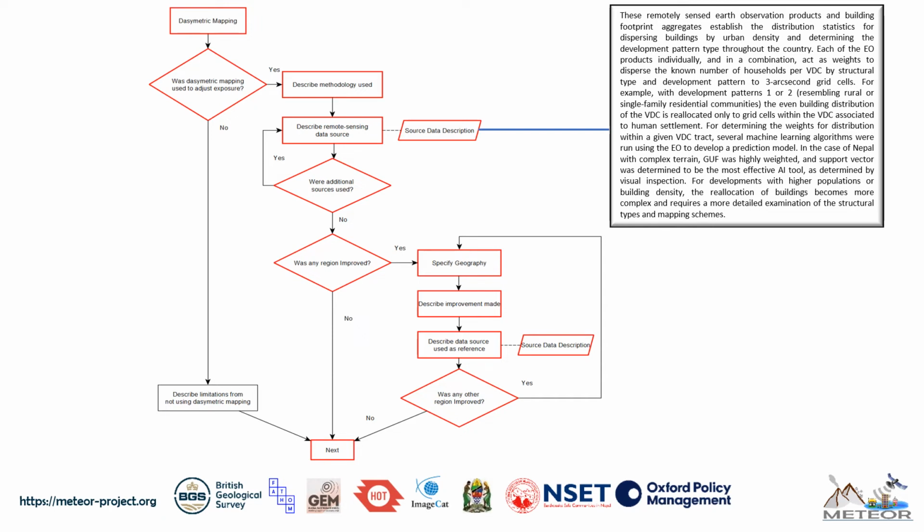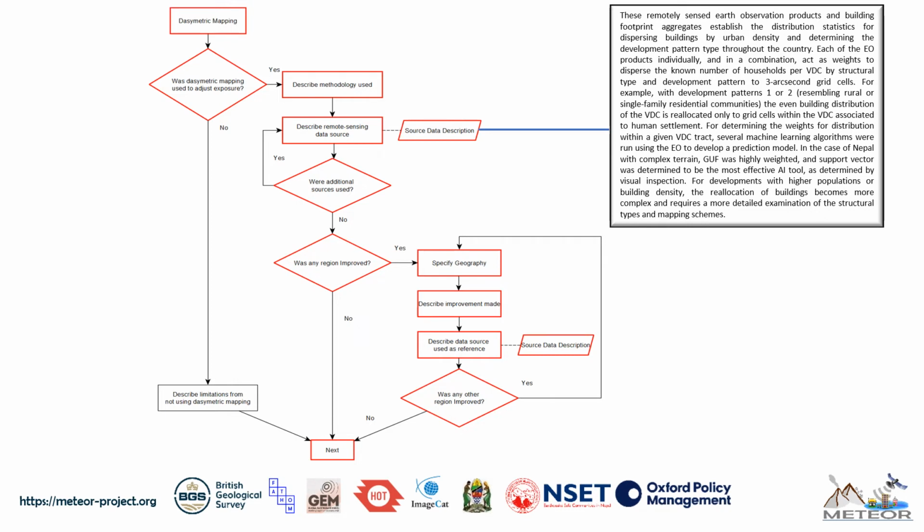Each of the Earth observation products individually and in combination act as a weight to disperse the known number of households per VDC by structural type and development pattern to the 3 arcsecond grid cells. For example, with development pattern 1 or 2, which resemble the rural or single-family residential communities, the even building distribution of the VDC is reallocated only to grid cells within the VDCs associated to human settlement.